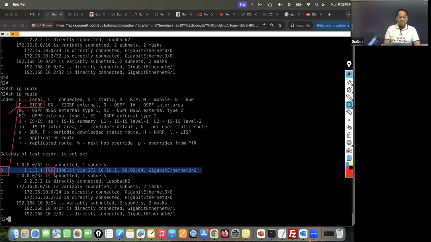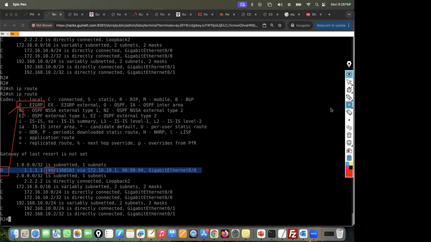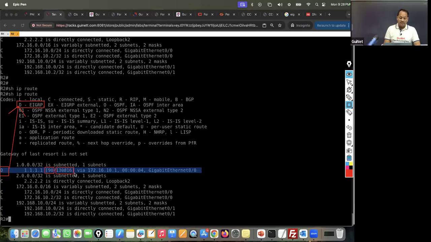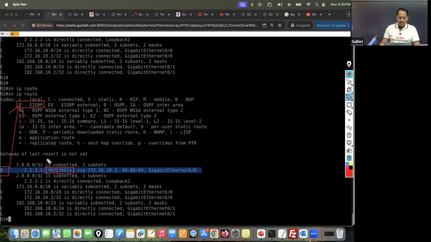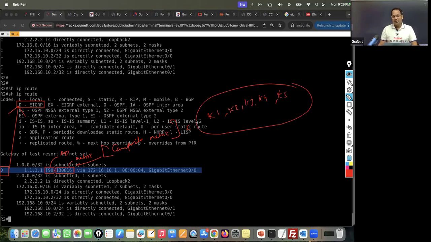And what is this? Sabir, what is this? The AD value. AD value, that's the 90. And what is this? This is the metric. So in this route, we are getting this route having this AD value and this having this metric. And this is your composite metric. This metric gets calculated from the K1, K2, K3, K4 and K5. I'll explain what these K1, K2, K3 and K4 are later on, but keep this till here.